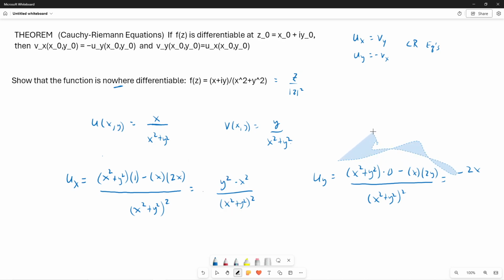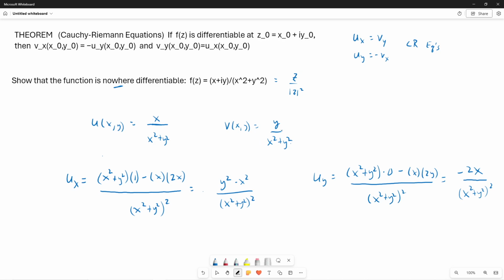What's going on here? I'm having a pen problem. I don't know what started it, I don't know what stopped it, but we're okay now. Over x² + y² squared.